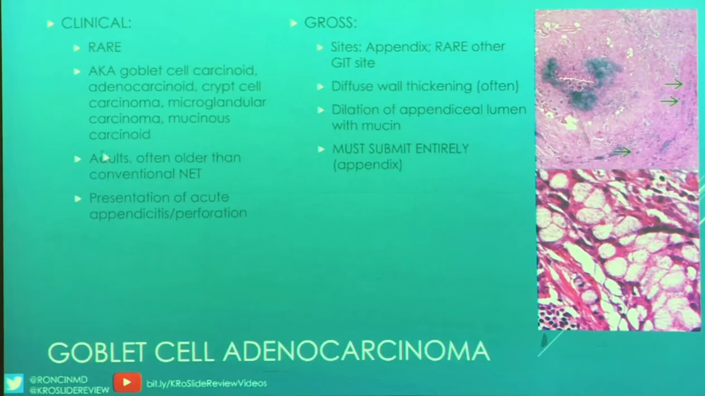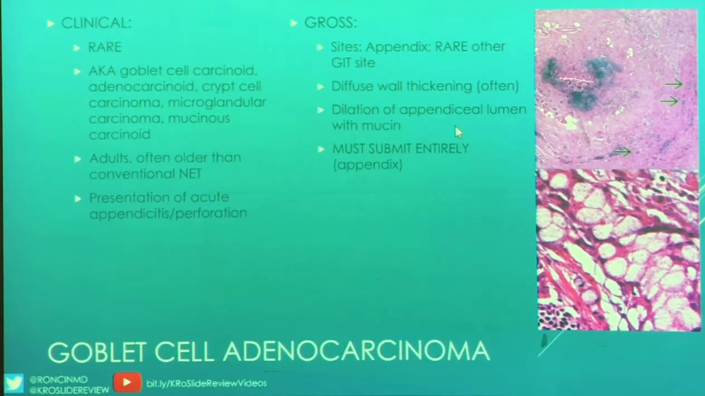This occurs in adults, and again, it will occur in adults that are older than your conventional neuroendocrine tumor. This is what NET stands for, neuroendocrine tumor. And in terms of presentation, they might look like they have acute appendicitis or even perforation. Again, this occurs predominantly in the appendix, but you can see it in other areas of the GI tract. Grossly, you're going to have either diffuse wall thickening, you can have dilatation of your appendiceal lumen with mucin.